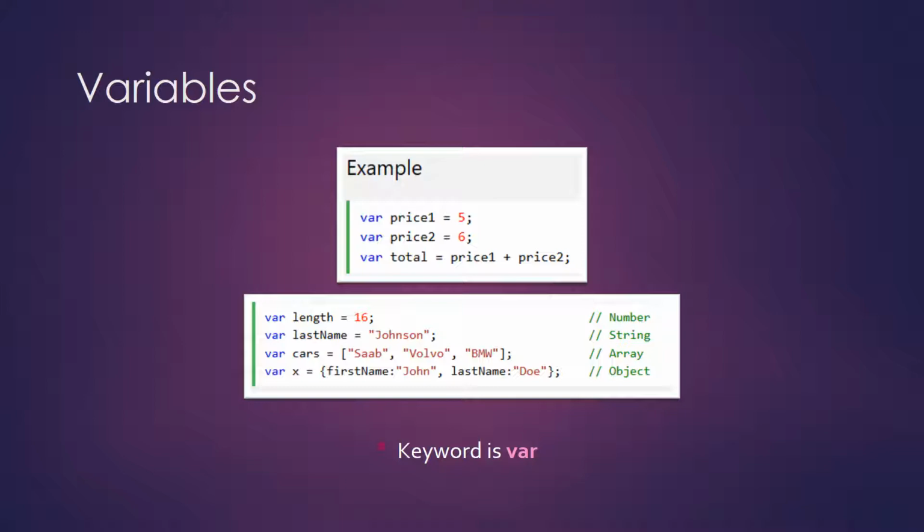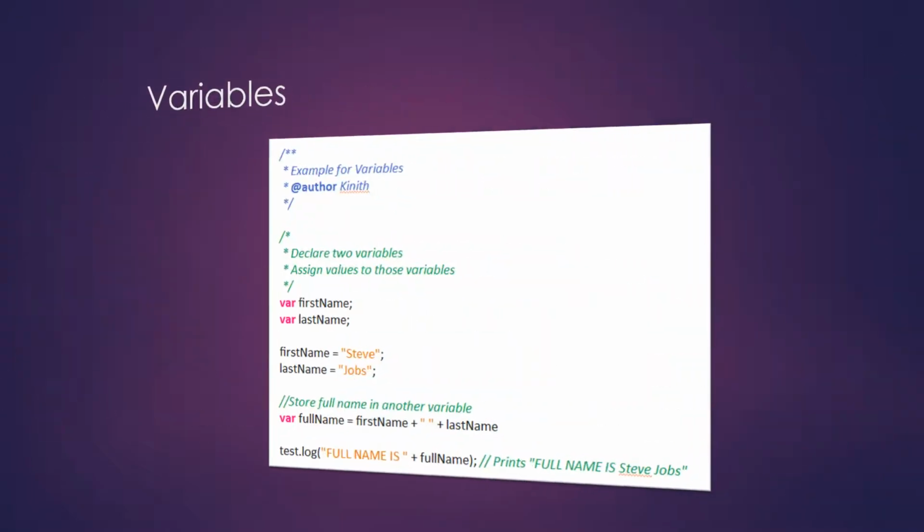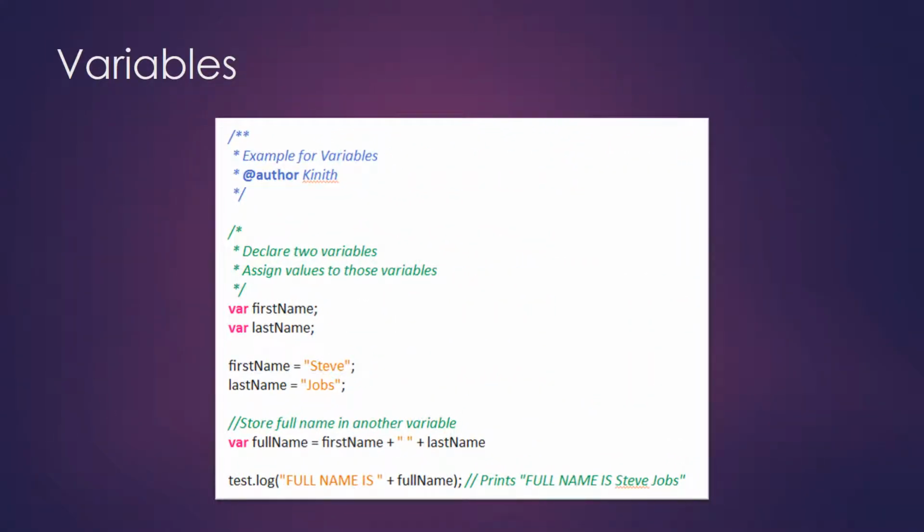Note that the semicolon must be used at the end of each line of JavaScript. Look at the examples given below. As a convention, we will start a variable name with a simple letter. If there are multiple words, the first letter of each subsequent word will be kept in uppercase. Take a look at this example.